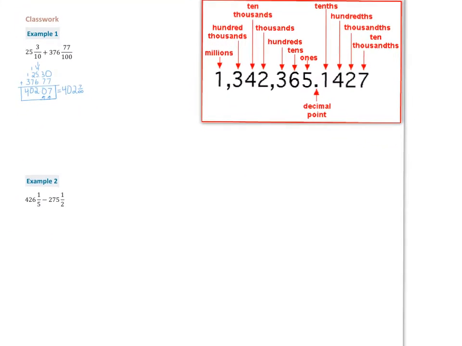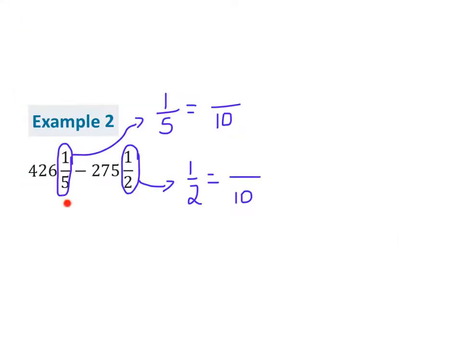Example 2, you'll notice that these fractions, these are not tenths or hundredths. I don't have a place value for fifths or a place value for halves. So what I want to do is I want to get these to tenths or to hundredths. And I notice right away, because I know my multiplication facts, that 5 can go into 10 and 2 can go into 10. So what I'm going to do is just rewrite both of my fractions off to the side and just write them as equivalent fractions to tenths.